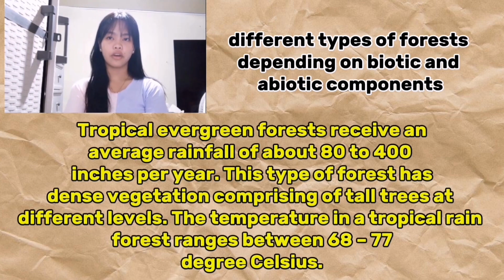Tropical evergreen forests receive an average rainfall of about 80 to 400 inches per year. This type of forest has dense vegetation comprising tall trees at different levels. The temperature in a tropical rainforest ranges between 68 to 77 degrees Celsius.